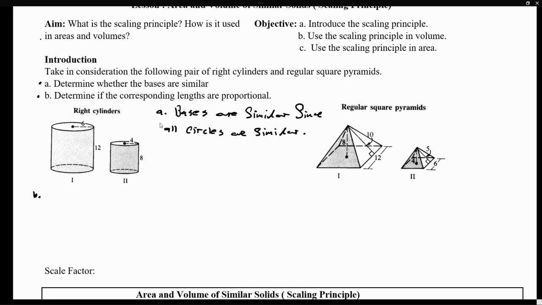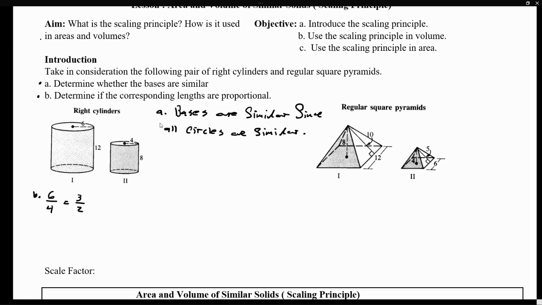What do we mean by corresponding legs? Well, we want to compare the radius of the first figure with the radius of the second figure and see if there's any proportionality between the two. Also, we will take a look at the heights as well. So how do we do that? Let's take the radius of figure 1 and divide it by the radius of the second figure. If we simplify this, it becomes 3 halves.